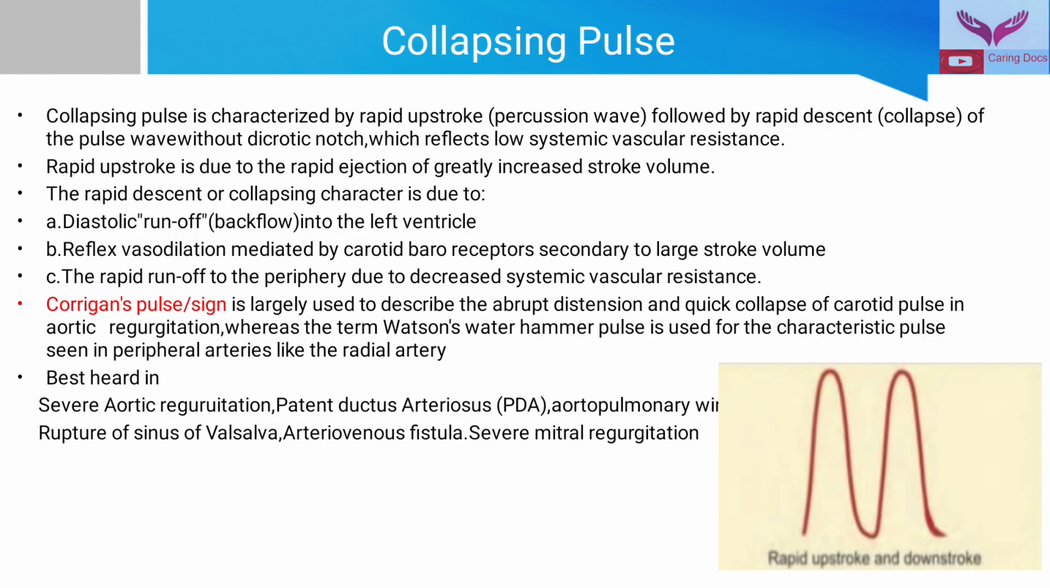The rapid descent or collapsing character is due to diastolic runoff, that is, backflow into the left ventricle, reflex vasodilatation mediated by carotid baroreceptors secondary to large stroke volume, and rapid runoff to the periphery due to decreased systemic vascular resistance. Corrigan pulse or sign is due to abrupt distension and quick collapse of the carotid pulse in aortic regurgitation, whereas the term Watson water hammer pulse is used for the characteristic pulse seen in peripheral arteries like the radial artery. It is best seen in severe aortic regurgitation, patent ductus arteriosus, aortopulmonary window, rupture of sinus of Valsalva, arteriovenous fistula, and severe mitral regurgitation.